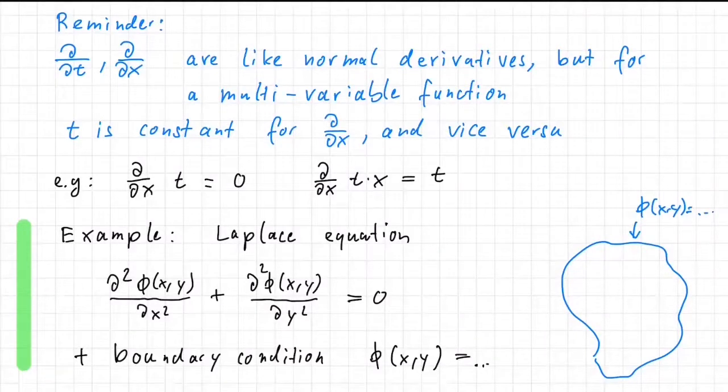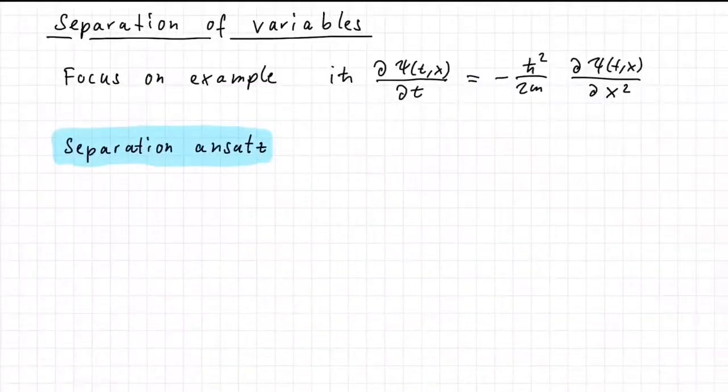So what we're going to do in this lecture is only focus on one particular approach to solving a partial differential equation. And that approach is called separation of variables. I'll explain it on the example of the 1D Schrödinger equation.